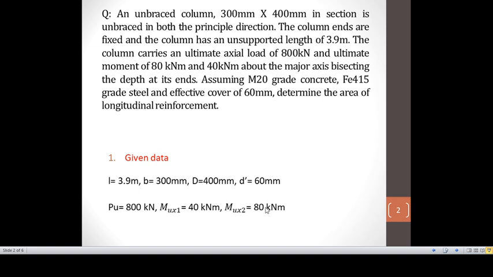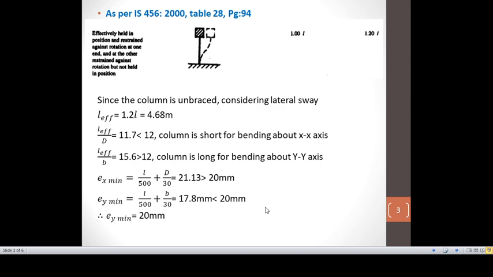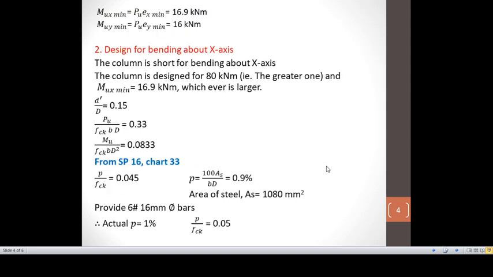Among these, 80 kilonewton meter is the maximum value, so I am going to consider this for the design. So 80 kilonewton meter is taken.